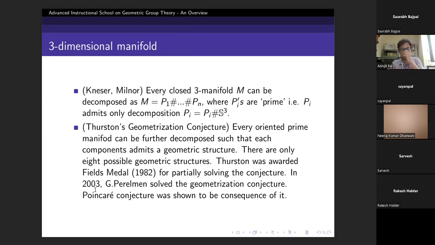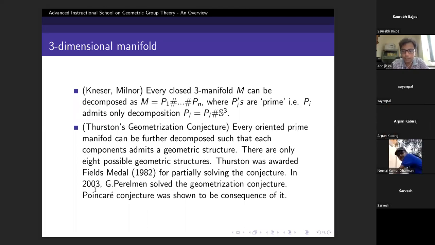Now let us move to 3-manifolds. This has been proved by Kneser and Milnor. If I take any closed 3-manifold, meaning compact and without boundary, it can be decomposed into prime manifolds. What do we mean by prime manifolds? It has only the trivial decomposition, M connected sum S3.